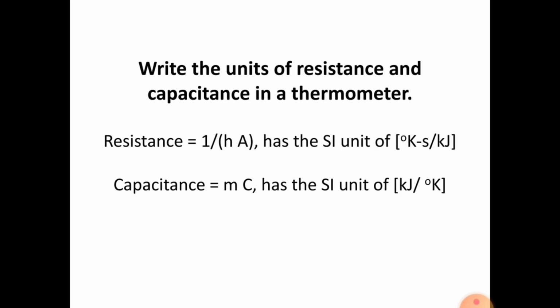Write the units of resistance and capacitance in a thermometer. The resistance is the reciprocal of the heat transfer coefficient into cross sectional area, that is degree Kelvin second divided by kilojoules. Capacitance is the mass into heat capacity, with SI unit kilojoule per degree Kelvin.